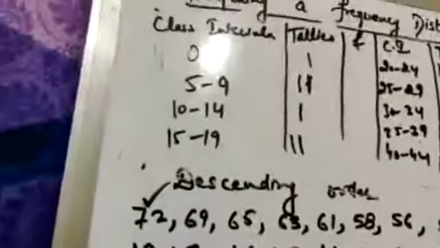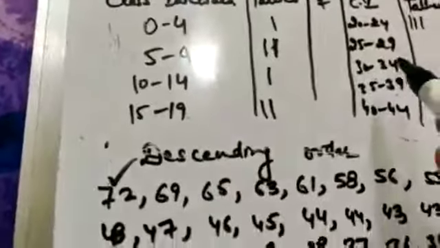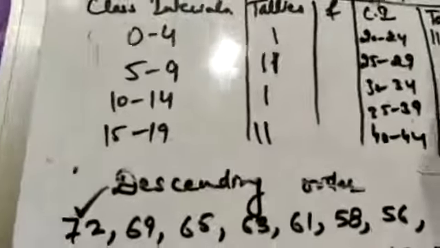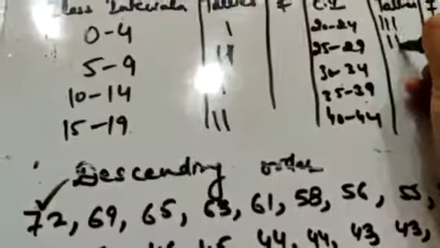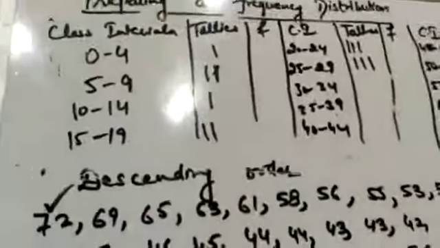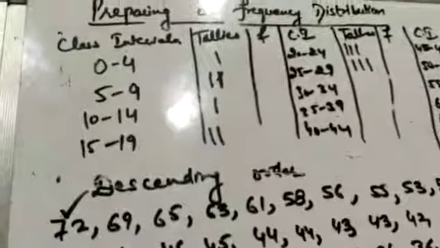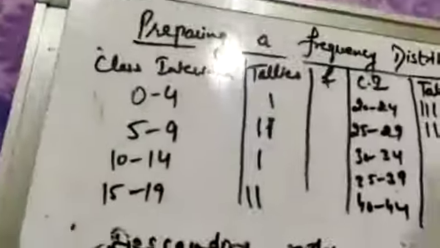For 25 to 29, let's calculate. 26, 1, 2, 3. We have again 3. Let's mark here 3 tallies. For 30 to 34, 1, 2, 3. Again 3 we have. Let's mark here 3.